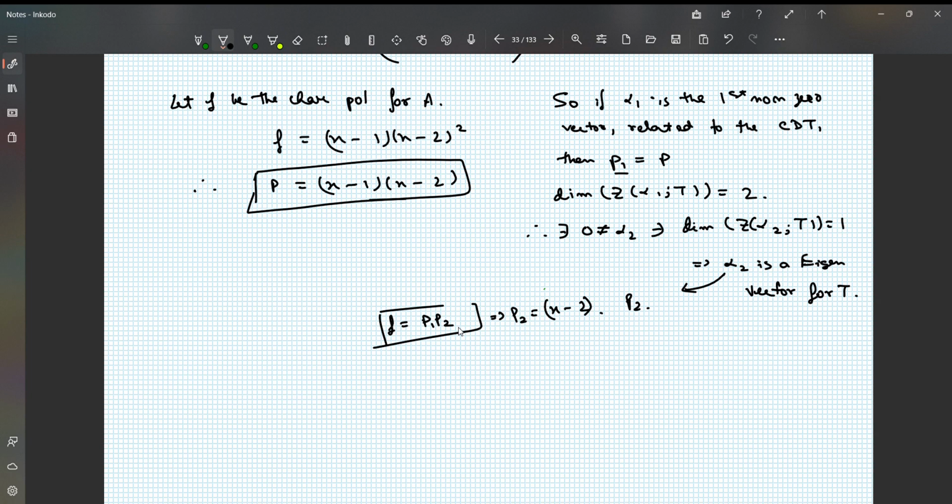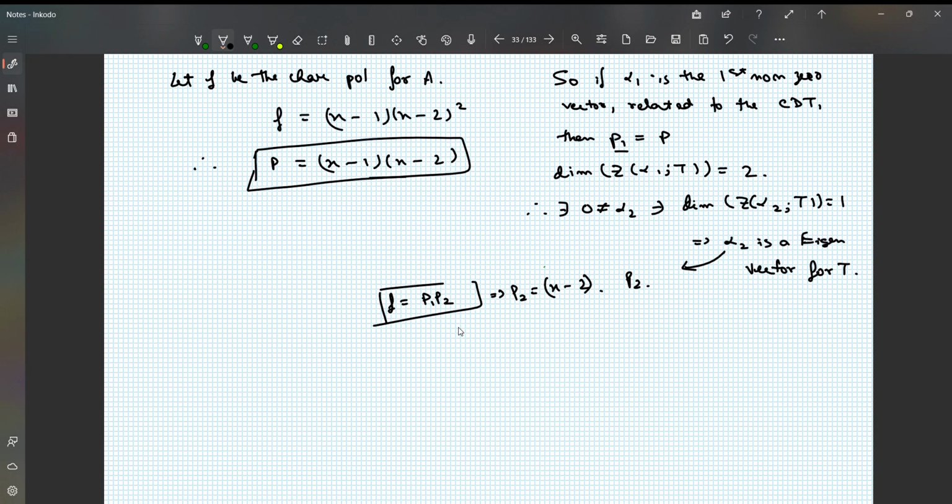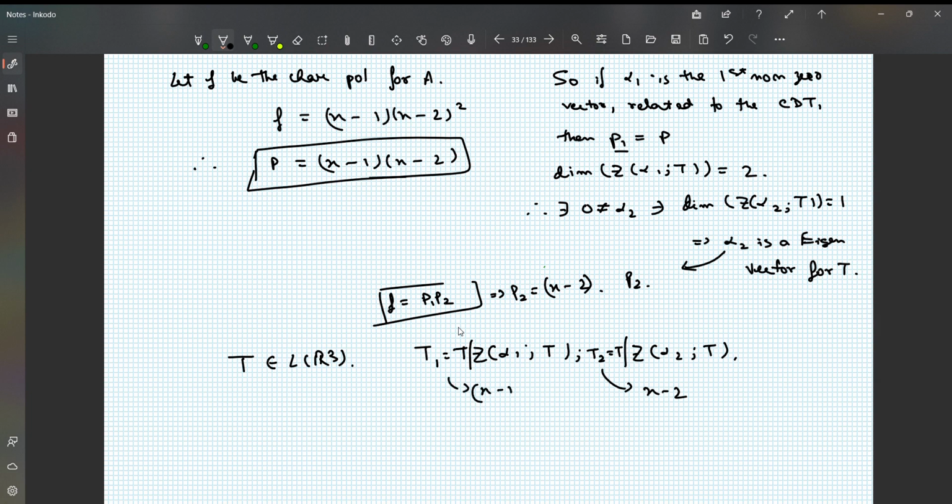Now, what should be the rational form of this matrix? Recall how we found the rational form. T is a given linear operator on R3, and we have two T cyclic subspaces. What we used to do is restrict T to these subspaces, and the minimal polynomial of this should then be x minus 2 by definition, and this should be x minus 1 times x minus 2 by definition. Just go through the previous lecture, you will be able to understand these facts. This is also coming from the primary decomposition theorem, which we relate as well.